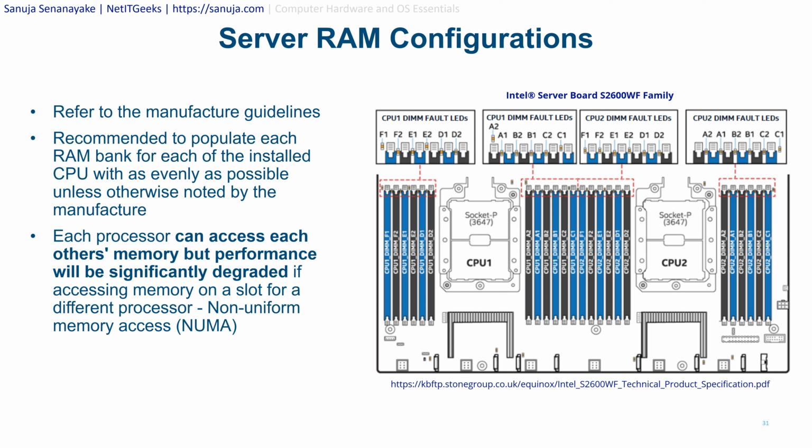It is always recommended to populate the RAM banks for each installed CPU as evenly as possible whenever you have multi-CPU server boards, because otherwise it will result in non-uniform memory access, which will significantly hinder the performance of your server. So keep that in mind.